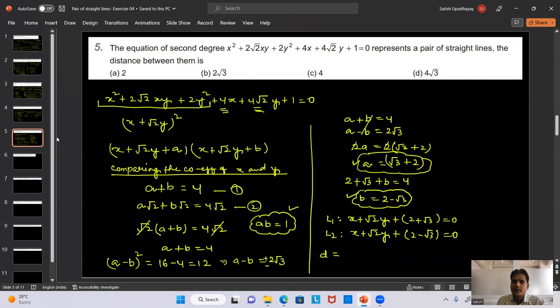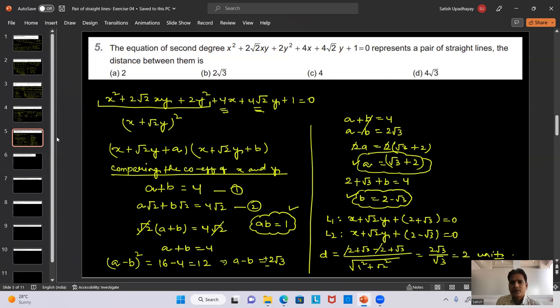Distance between them will be this: mod of C1 minus C2, right? So 2 plus root 3 minus (2 minus root 3), and the whole divided by under root of 1 squared plus root 2 squared. So the 2 minus 2 will get cancelled out, giving 2 root 3 upon how much? This will be 2 plus 1, that is 3. So root 3, so this will be equal to 2 units.